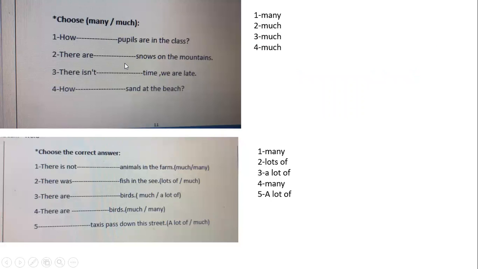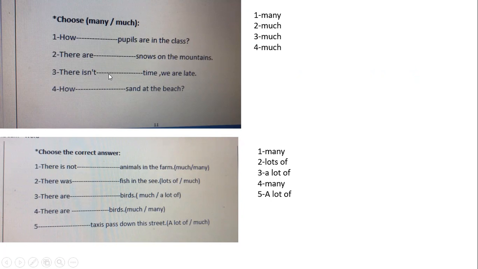Now let's move to the booklet, page 11 and 12. Here we are going to use many and much. How many pupils are in the class? Pupils is the same as students. It's a countable noun, so we are going to use many. Here, there isn't much snow on the mountain. Snow is an uncountable noun, so we are going to use much.